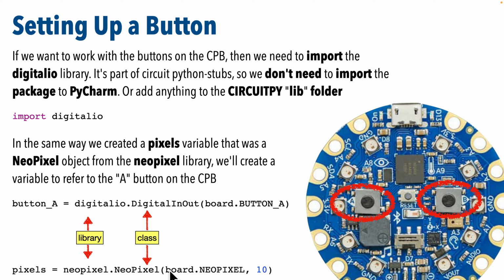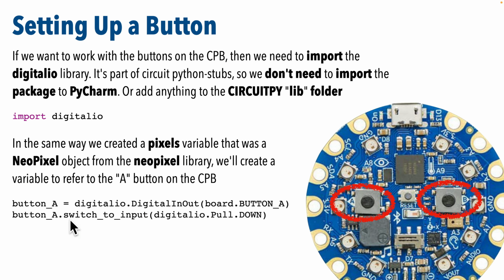For the neopixel class, we needed to pass in first the location of the lights, so that was board dot, in all caps, NEOPIXEL. That means use the neopixel lights that are on the board, comma, and then we input the number of lights, which was 10. To create the DigitalInOut object for button A, all we need is the location, and the location of button A on the board can be found by board dot, and in all caps, BUTTON underscore A.